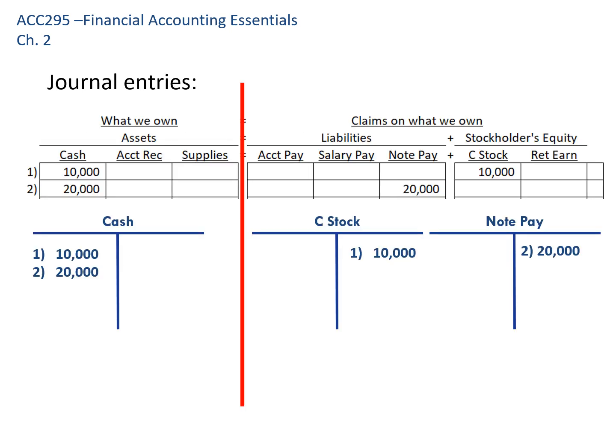As an example here, that first transaction where we received cash for common stock, I would increase cash. You see the number 1 there on the debit side of the cash T account. So I debit cash for $10,000 and I credit common stock for $10,000. The second transaction, where I borrow money from a bank, I increase cash with a debit of $20,000 and I increase my note payable, my liability, with a credit of $20,000.